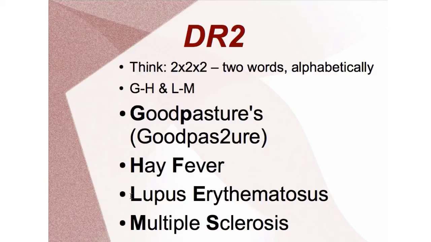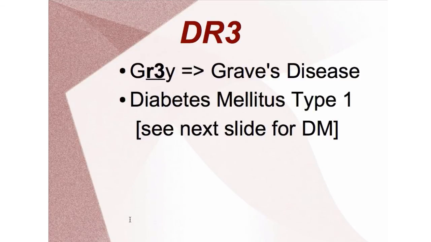Next we move on to L, and we think of SLE, or just to make it fit this mnemonic, lupus erythematosus. And next, finally, we have multiple sclerosis, which is kind of a two-phrasing, and it's going to start with M, the second letter, LM. DR3, we think of R3. This is another time using the nerd speak, leet speak, and GR3Y reminds me of gray. This reminds me of Graves' disease.